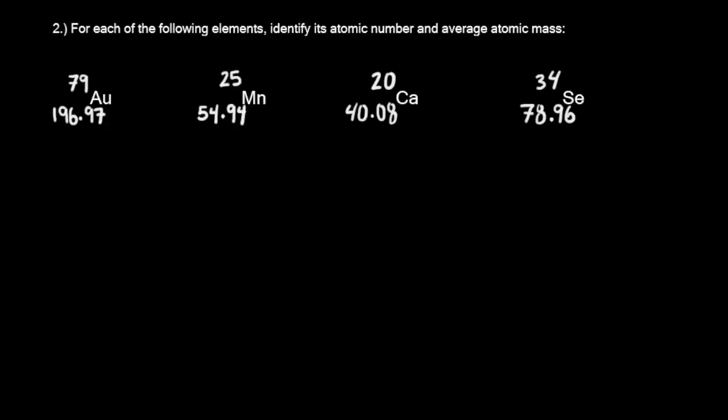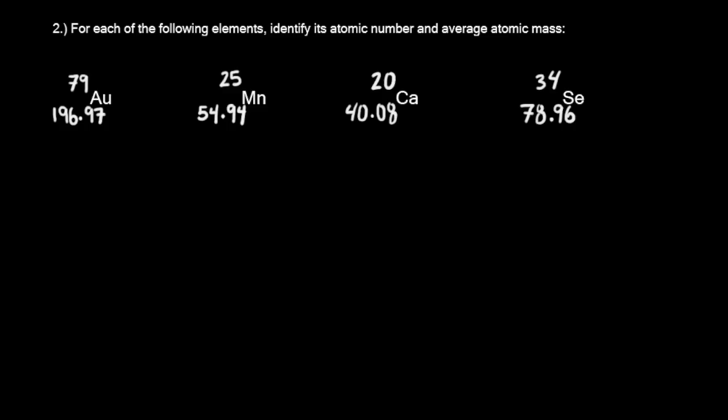Here's question number 2. It reads, for each of the following elements, identify its atomic number and average atomic mass. So this question is asking us to figure out the atomic number and the average atomic mass. Now, let's briefly review the two concepts. The atomic number is the number of protons in an atom, and it is usually shown as the smaller whole number on the periodic table. The atomic number uniquely identifies each element and it determines its position on the periodic table.